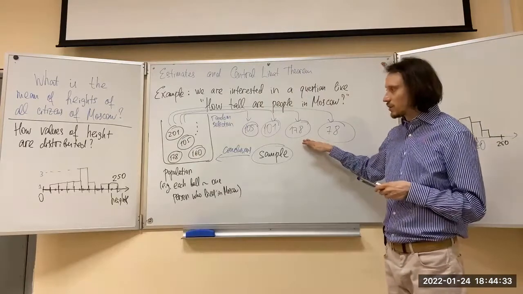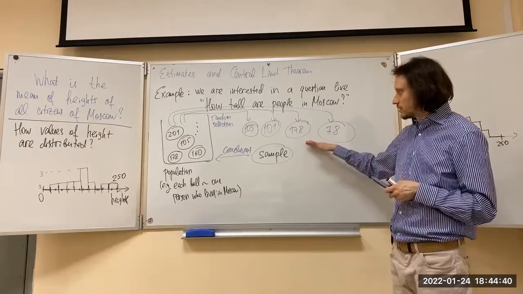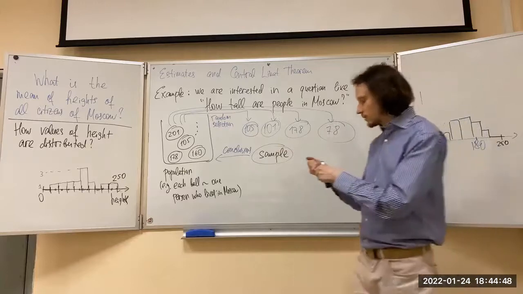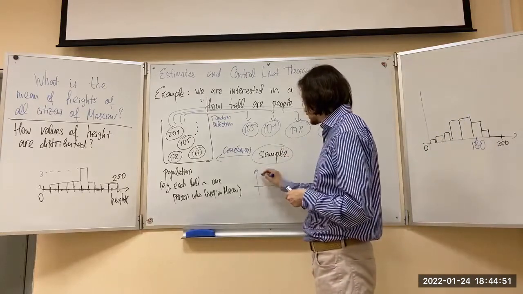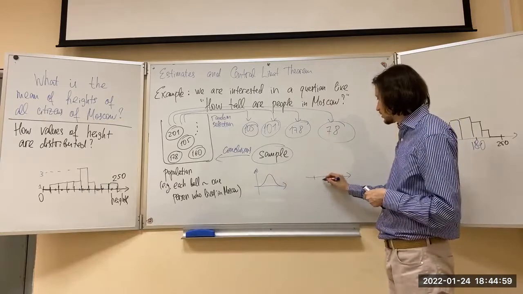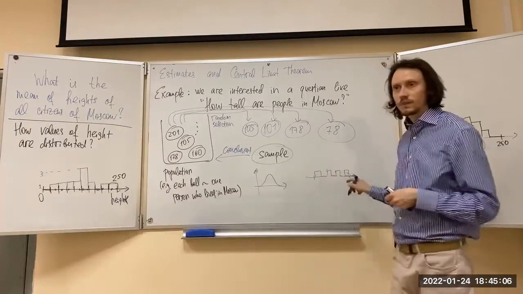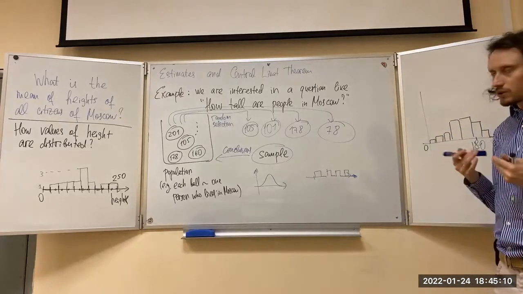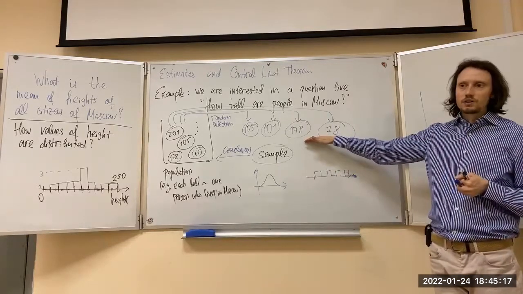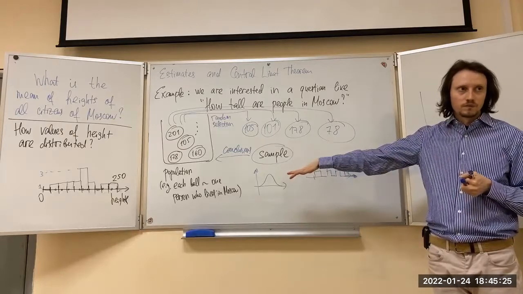And when we have a sample, we can also think about the distribution of this sample. And of course, the distribution of the sample is not identical to the distribution of the population. For example, it is possible that the distribution of the population is something like this. But the distribution of our sample, if it is a small sample, can be something like this. But an important result is that if we take a large sample, and if we are not extremely unlucky, then the distribution of the sample will be close to the distribution of the population.